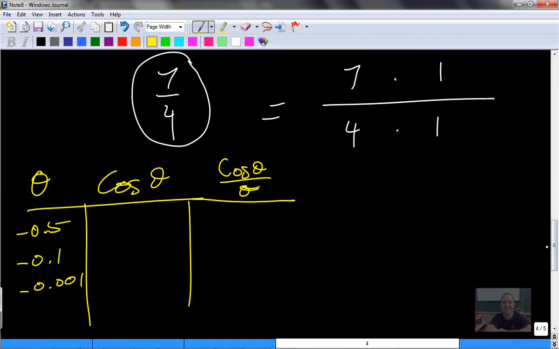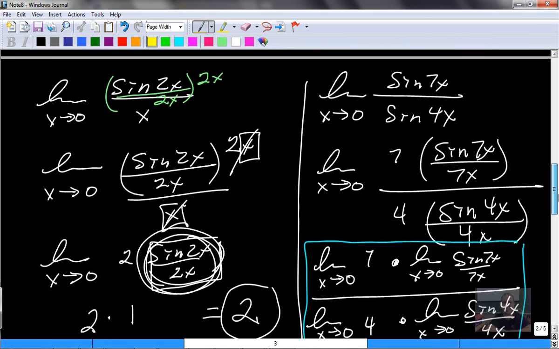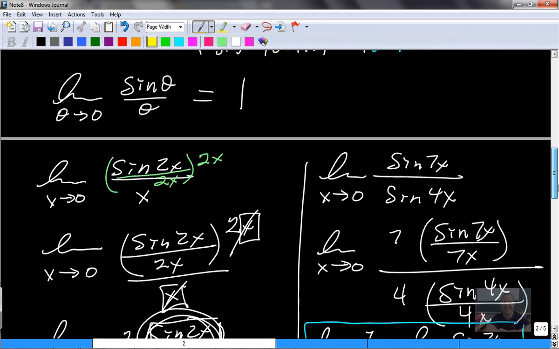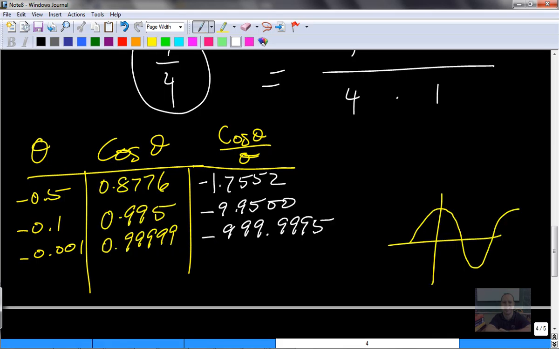Just to let you know what we're doing now, the question was, is there a limit for cos theta over theta? We're going to check it out. We're just going to do this quick little chart, cos theta over theta, and see what's happening here, see if there's any kind of value that's approachable, and we'll explore that.